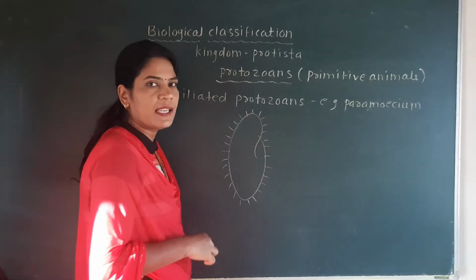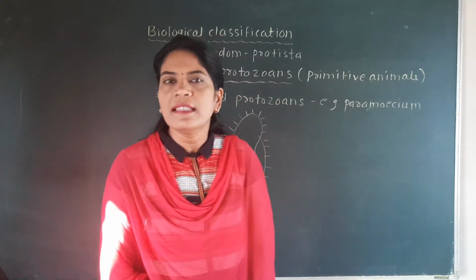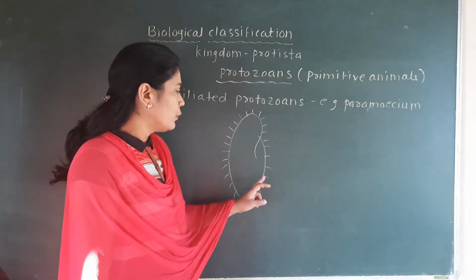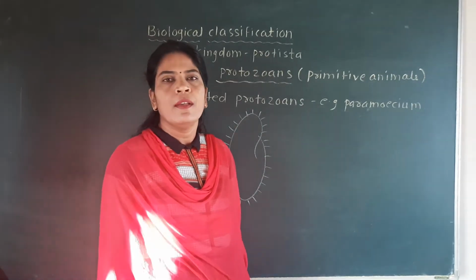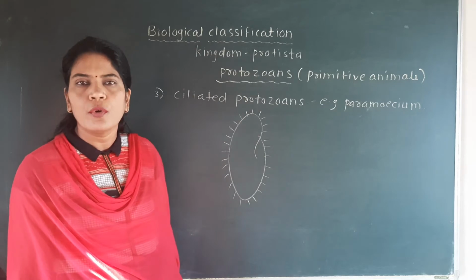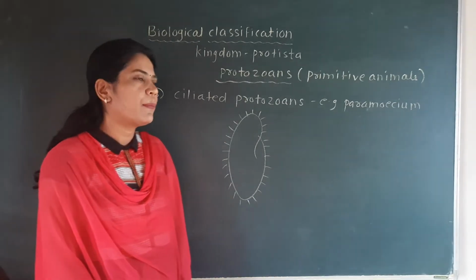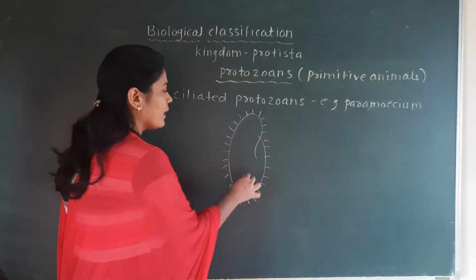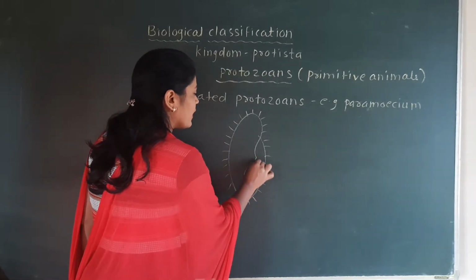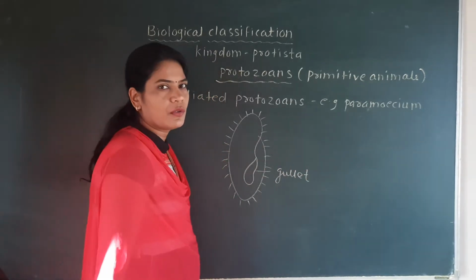cilia. So next to pseudopodia and flagella, cilia is the structure with the help of which it carries out locomotion. That's why it is included in the group called ciliated protozoans. These cilia are present all over the body of this paramecium, and here one important structure is there, and that structure is called the gullet.